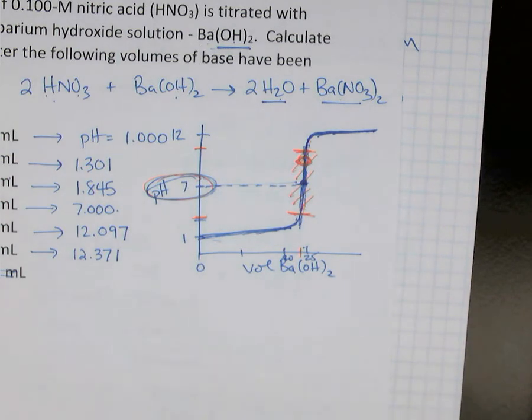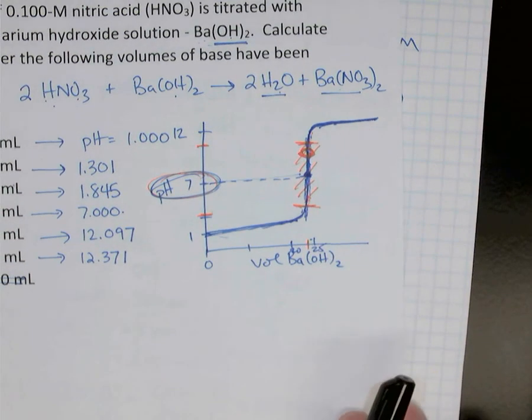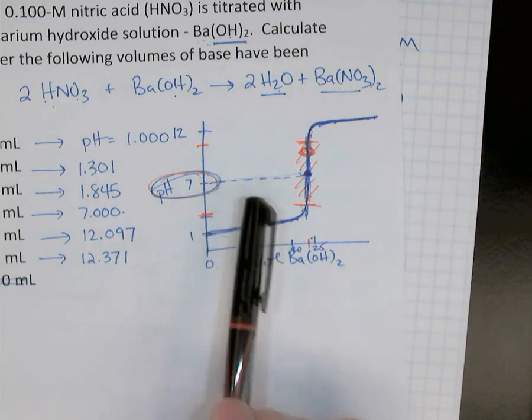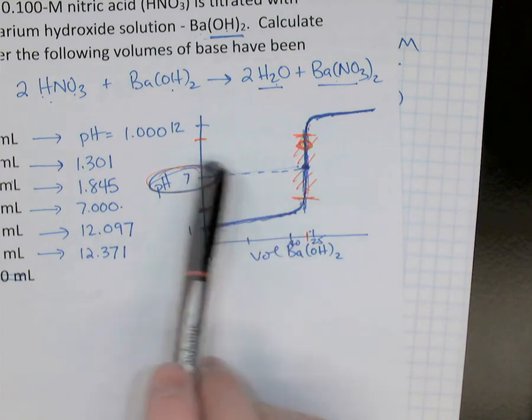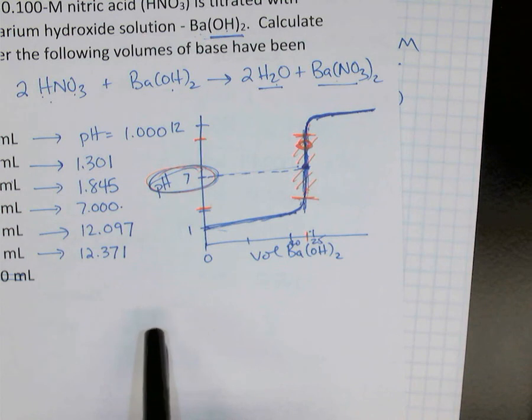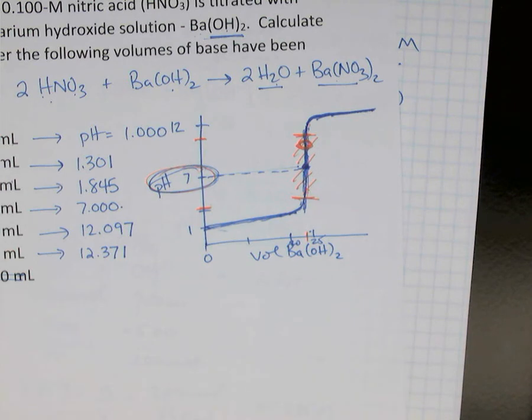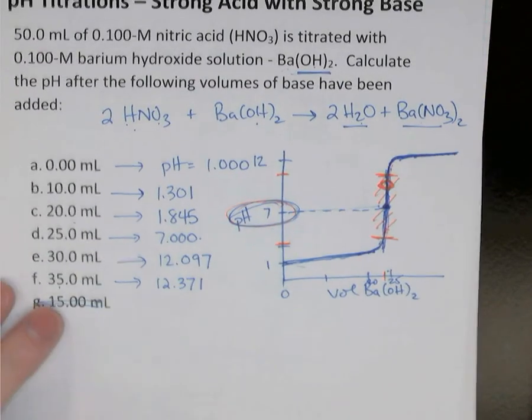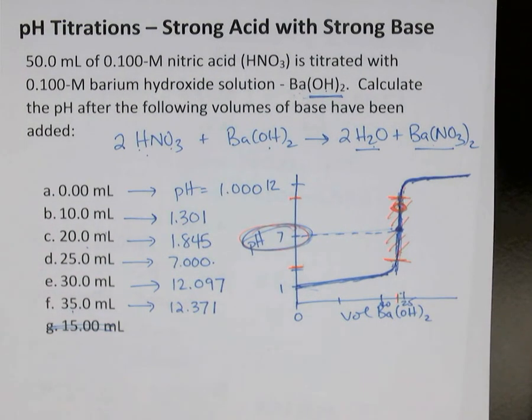But the basic idea when choosing an indicator: choose an indicator, if possible, where the pKa of the indicator is close to the pH at your equivalence point. That'll mean that the indicator changes color right near that pH value. So there you have it, pH titrations for strong acids with strong bases. There was no buffering at any point in this titration question, and it always left either excess hydronium or excess hydroxide, and that led to pretty easy pH calculations.